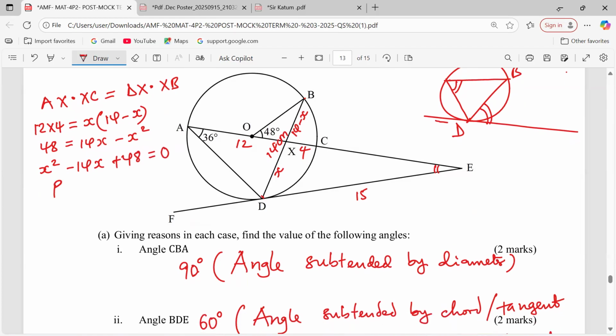So we need the factors whose product is 48 and whose sum is negative 14. Let's talk about negative 8.